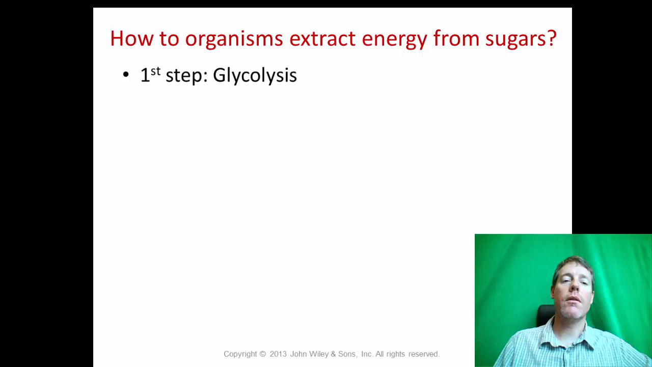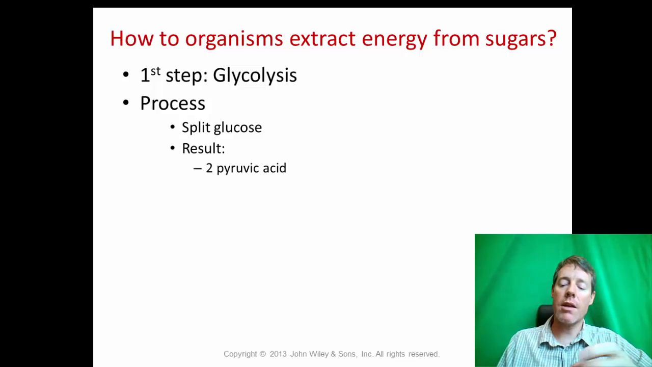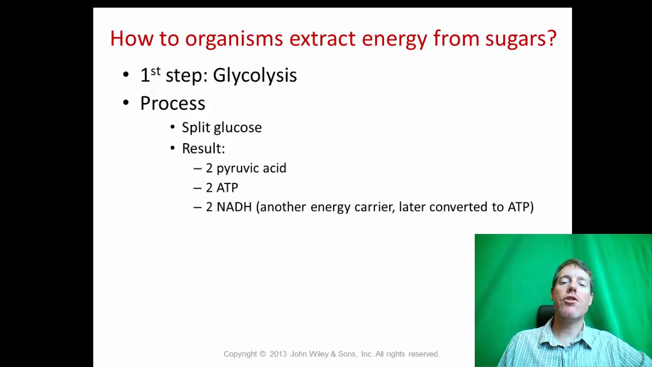And glycolysis first splits the glucose molecule, and the result is two molecules of something called pyruvic acid, plus you get two ATP molecules and two molecules of NADH. NADH is an energy carrier. It carries electrons, and that later can be used to help make more ATP. So we get pyruvic acid, which still contains a lot of energy.